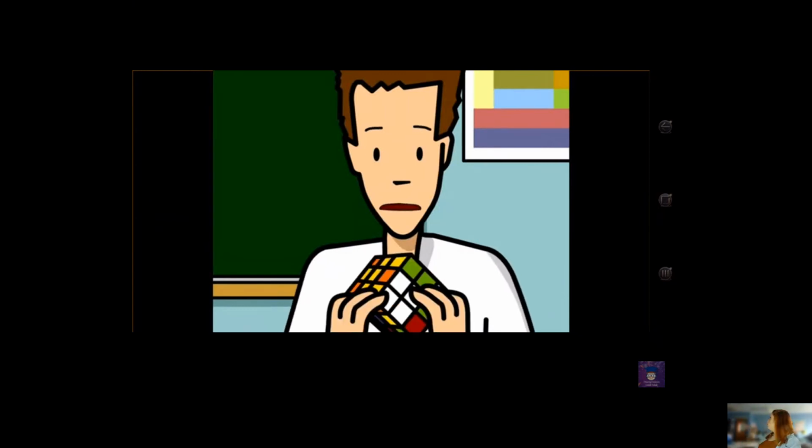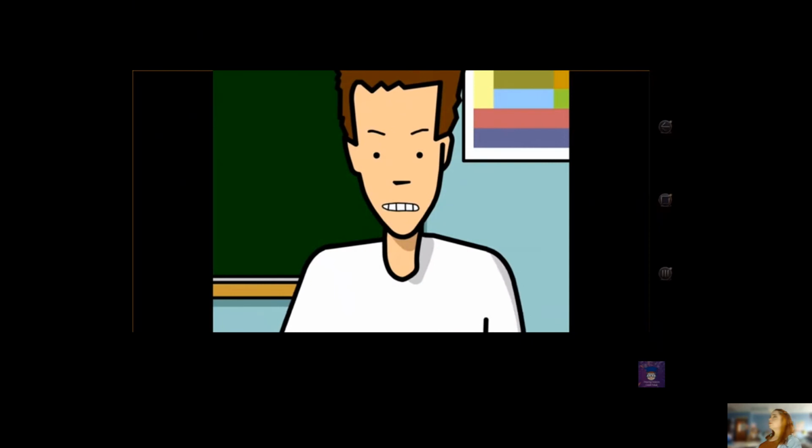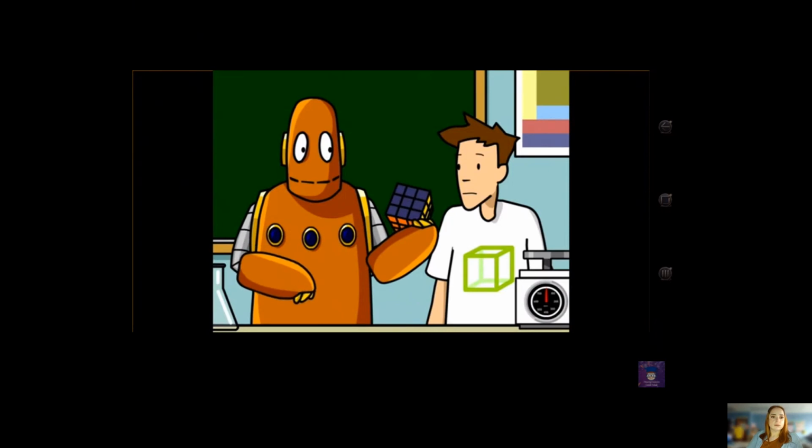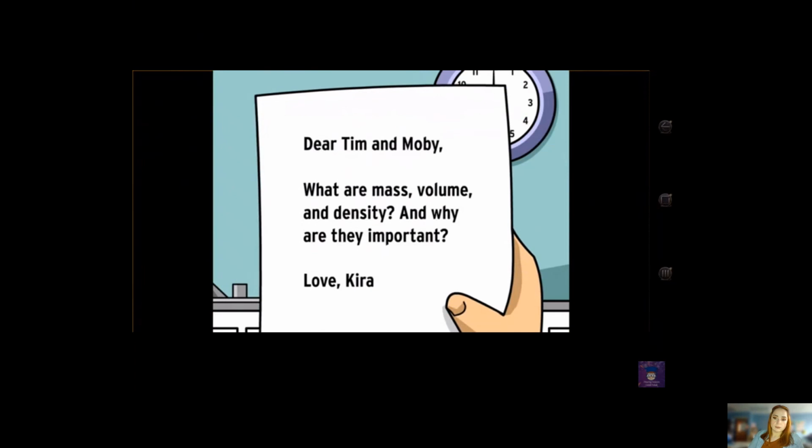Can't solve cube puzzle. Getting angry. Tim and Moby. What are mass, volume, and density? And why are they important?